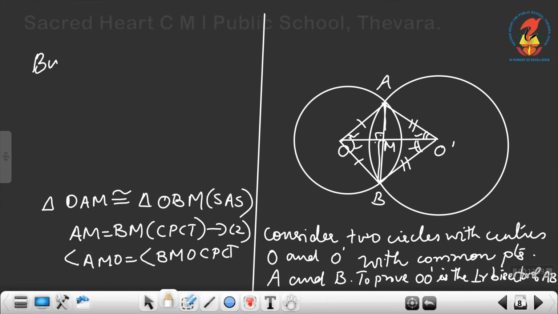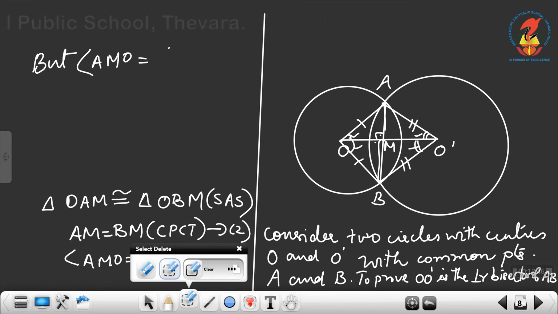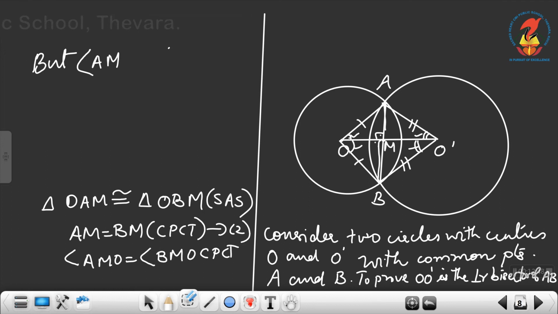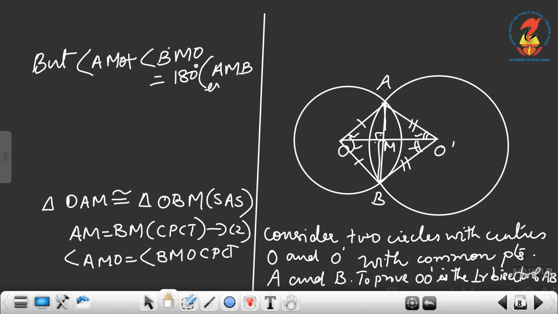But angle AMO plus angle BMO is equal to 180 degrees because it is a straight line. AMB is a straight line. So it makes 180 degrees. So this you can write as the third equation. This you can write as the fourth equation.